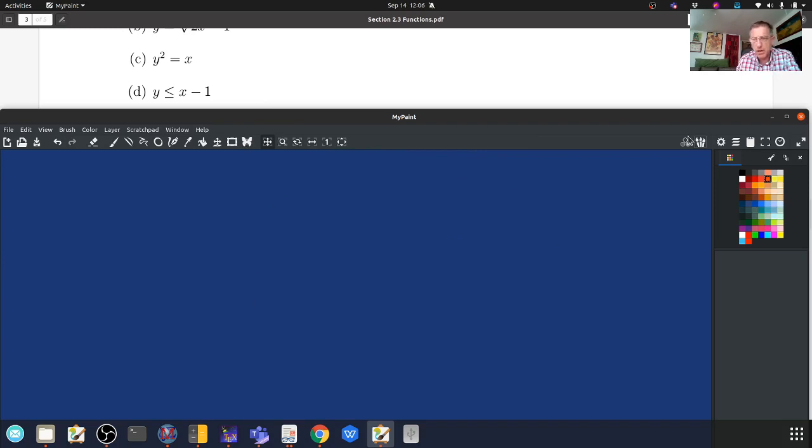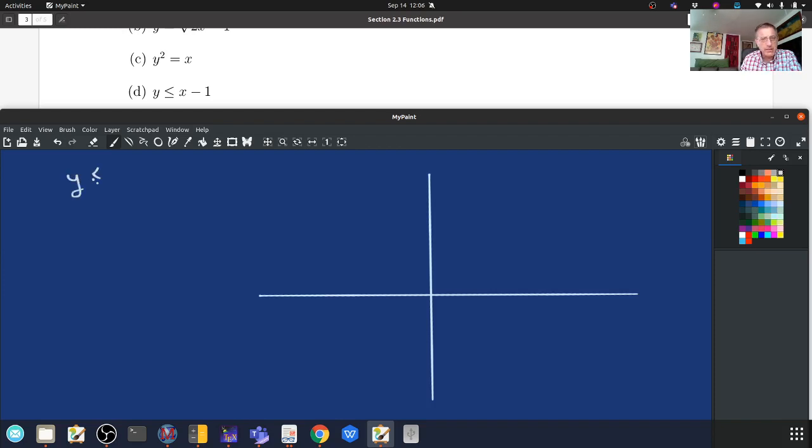So let me draw a Cartesian plane here. We're going to use it. So those are the axes, and then I'll plot things using a different color. And we have to solve y is less than or equal to x minus 1.